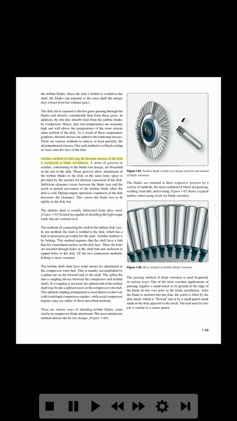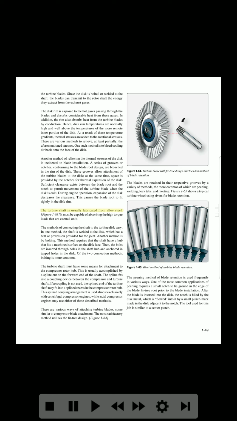Another method of relieving the thermal stresses of the disc is incidental to blade installation. A series of grooves or notches, conforming to the blade root design, are broached in the rim of the disc. These grooves allow attachment of the turbine blades to the disc. At the same time, space is provided by the notches for thermal expansion of the disc. Sufficient clearance exists between the blade root and the notch to permit movement of the turbine blade when the disc is cold. During engine operation, expansion of the disc decreases the clearance. This causes the blade root to fit tightly in the disc rim.